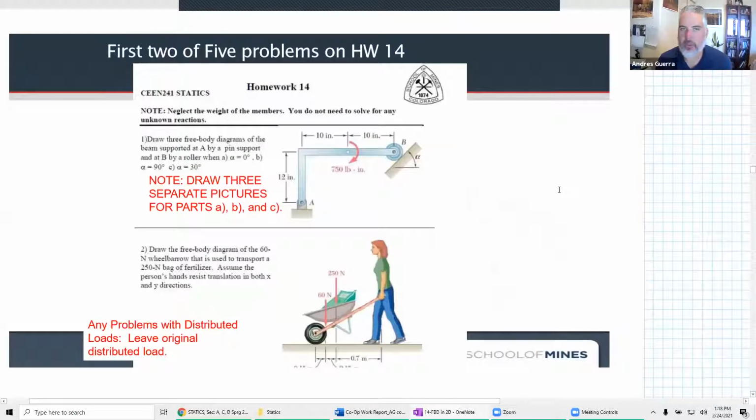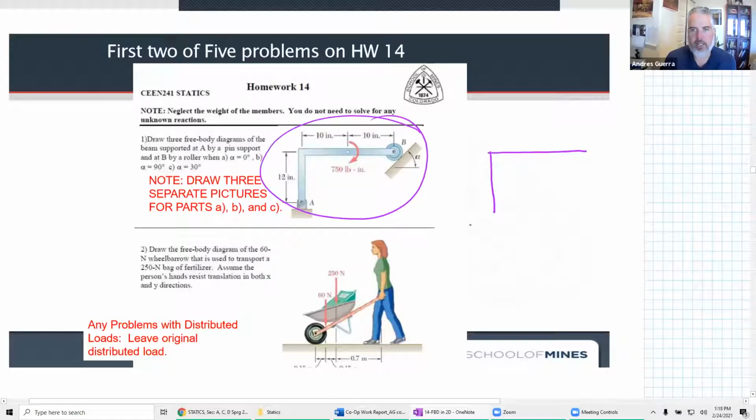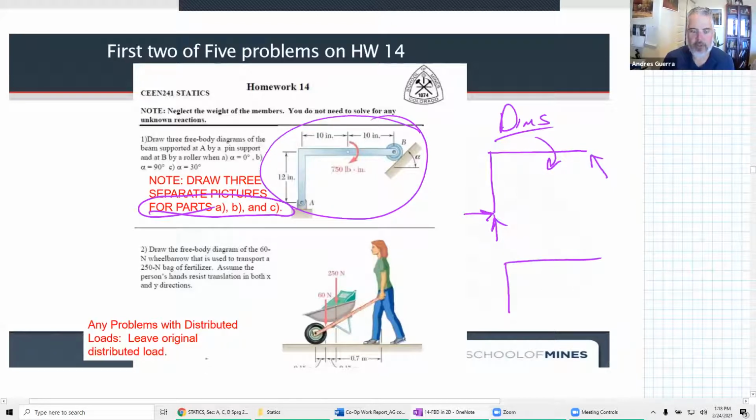It's actually a pretty straightforward problem. If you get it conceptually, it's going to be pretty easy. You don't have to solve for anything. The first two ask us to draw an FBD of this. So I say, okay, I want to draw an FBD of this. The FBD of this basically looks like this. I make sure to include all my values and all my dimensions on there. And then I move on to the next one. This first one does have parts A, B, and C. Make sure you draw a separate picture for parts A, B, and C.